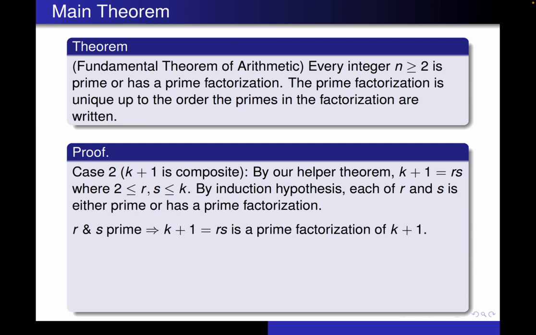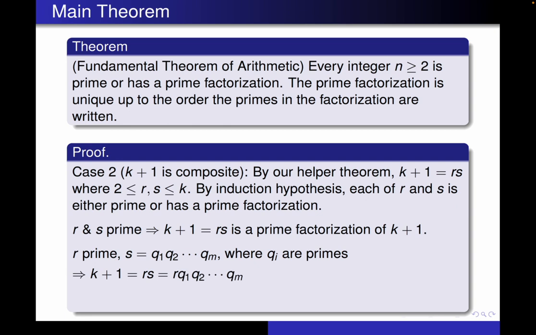If that's the case, if I write k plus 1 equals r times s, and r and s are both primes, that's the prime factorization of k plus 1. One of the other possibilities is r is prime, but s has a prime factorization, q1 times q2 all the way to qm, where the qi are primes. But k plus 1 is equal to r times s. If we substitute the prime factorization in for s, we get r times q1, q2, all the way to qm. Now all those factors are prime numbers, so that's a prime factorization of k plus 1.